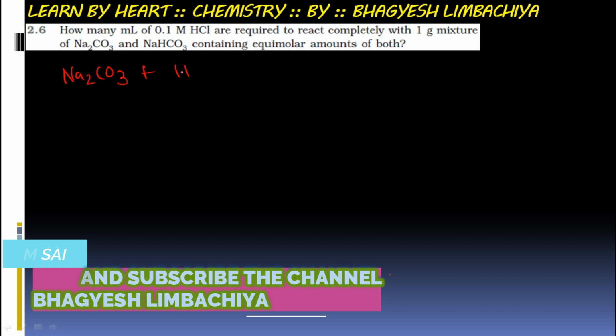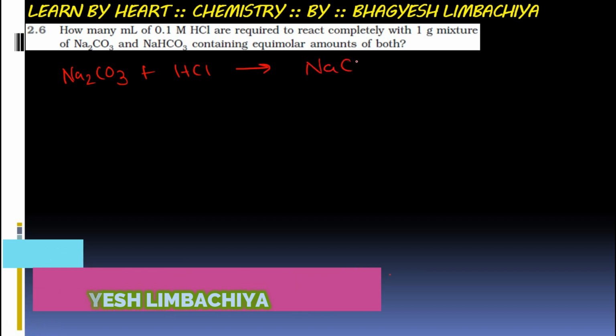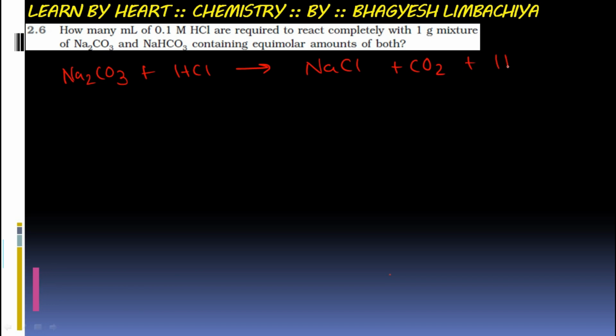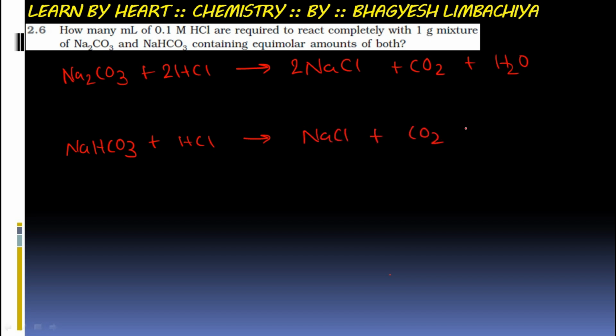Na2CO3 will react with HCl to give NaCl, CO2 and water. Equation can be balanced very easily. 2Na, then 2Cl, then HCl is multiplied by 2, 1 carbon CO2 and 1 H2O. So overall equation is balanced. Similarly, NaHCO3 also can react with HCl to give same NaCl, CO2 and water. So Na and Cl is obtained and equation is already balanced.